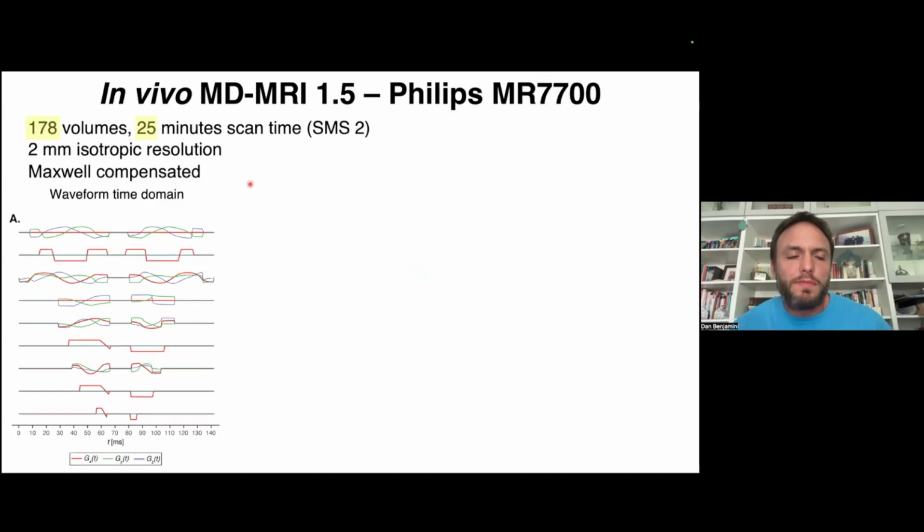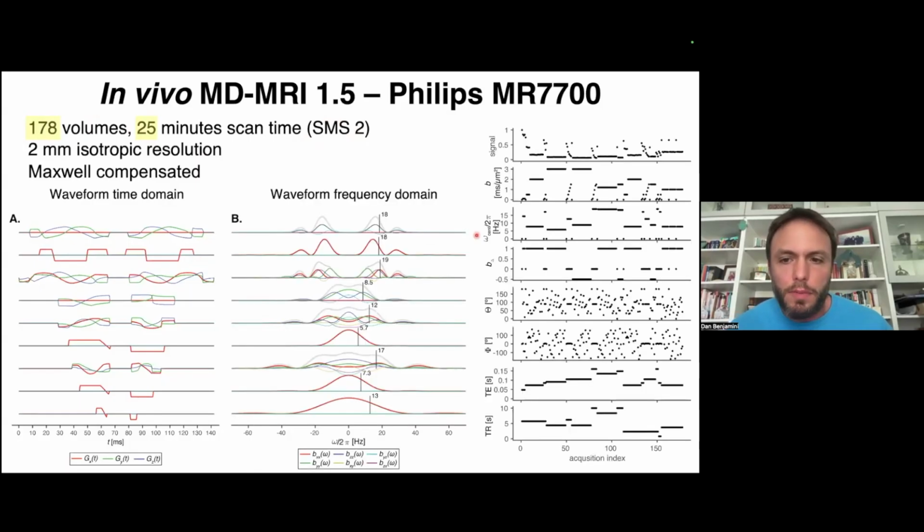And so we've pushed this forward a bit with what we call the 1.5 version of the protocol on a Philips implementation. So this time we're using multiband. We're lowering the scan time to 25 minutes, and we're obtaining more volumes. And we also targeted the frequency to obtain higher frequencies, right? So that was an important thing for us.